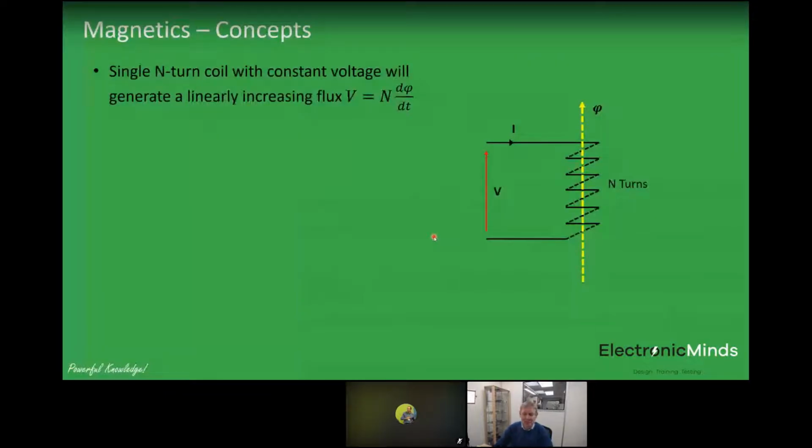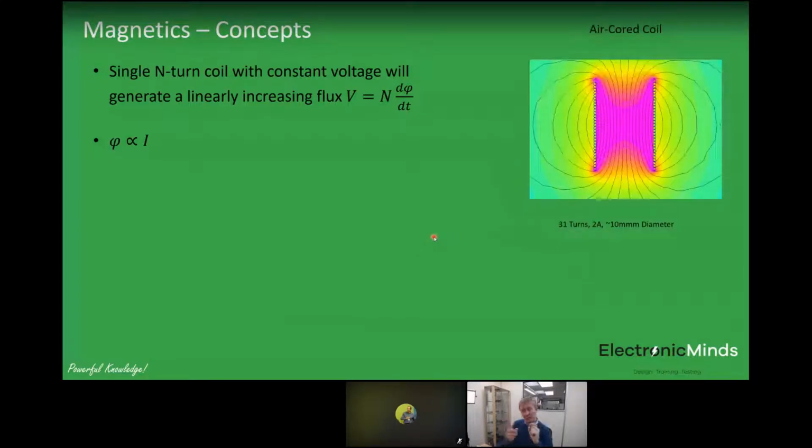Firstly, if you remember back to the early days of your studies, you'll probably remember Faraday's law. If you have a winding with n turns and you put a fixed voltage across it, you'll have a linearly increasing flux. So V = n dΦ/dt, standard Faraday's law. And actually, if you look at the flux, you see that the flux, Φ, is directly proportional to the current flowing in the winding.